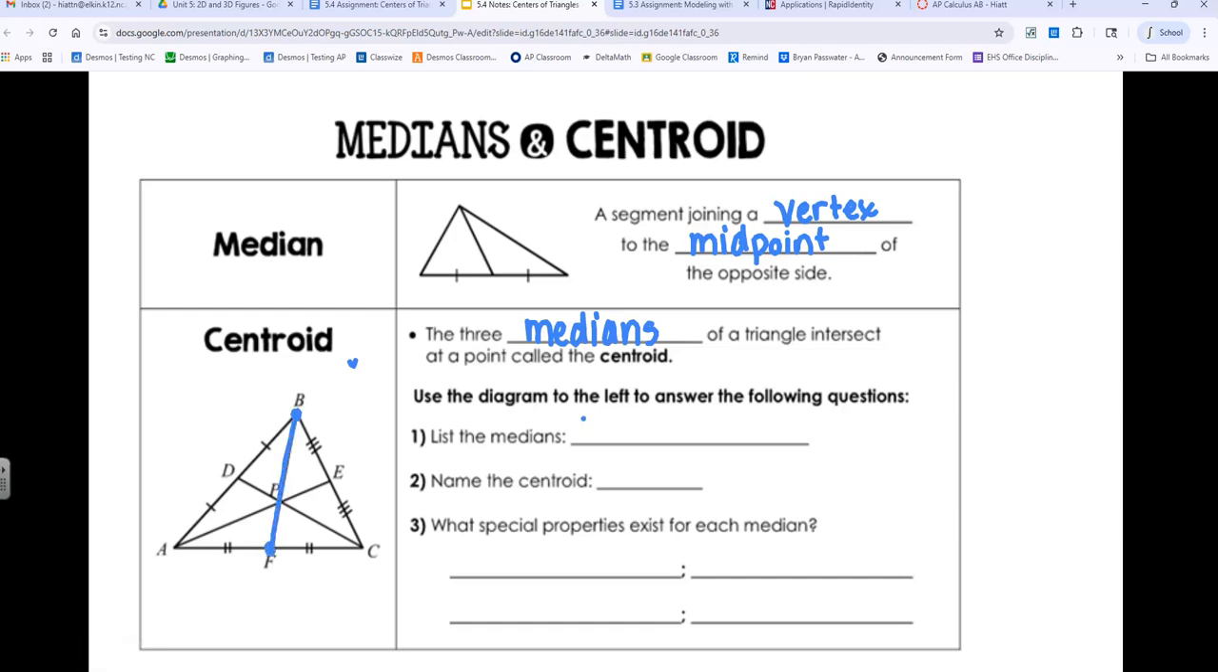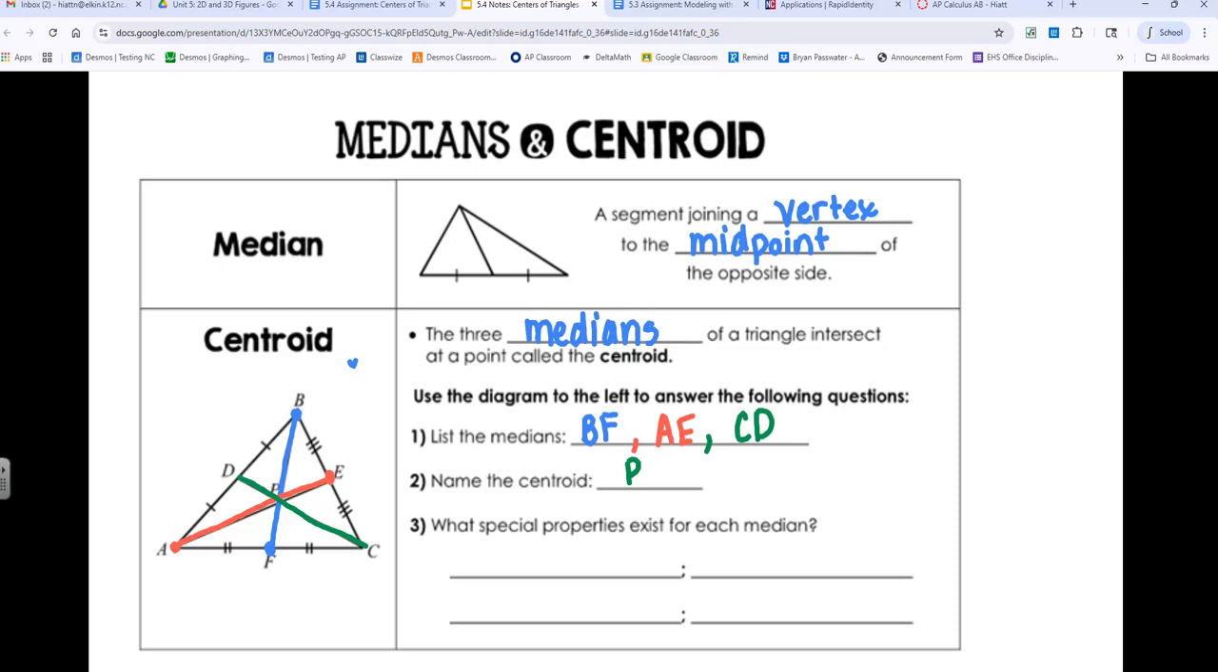BF would be a median. I'm going to use different colors for them because where they cross, they're easy to get mixed up. Then I would have AE. And then last, I would have CD. And that centroid would be that point P there in the middle.